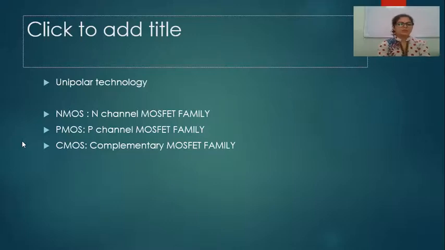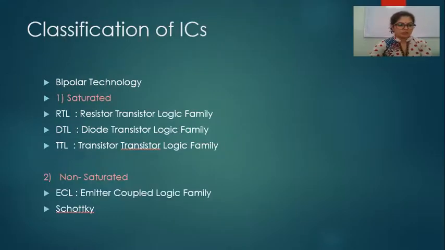The next classification is unipolar technology. In unipolar technology, there are three different families: NMOS, PMOS and CMOS. PMOS stands for P-channel MOSFET family, NMOS stands for N-channel MOSFET family, whereas CMOS stands for complementary MOSFET family. So all these three families come under unipolar technology.